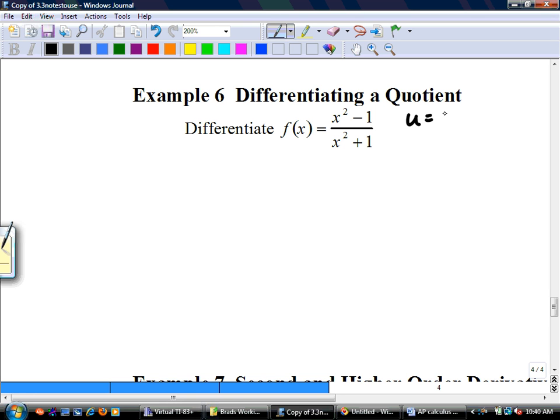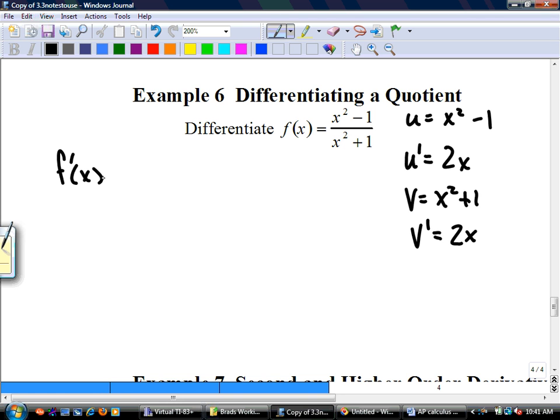So u equals x squared plus or minus 1. So u prime is 2x. V equals x squared plus 1. V prime is 2x. Okay, I'm going to write the quotient rule down. Yes, I know you can see it on your page, but I'll do it for my benefit. F prime of x equals u prime times v minus v prime times u all over v squared.